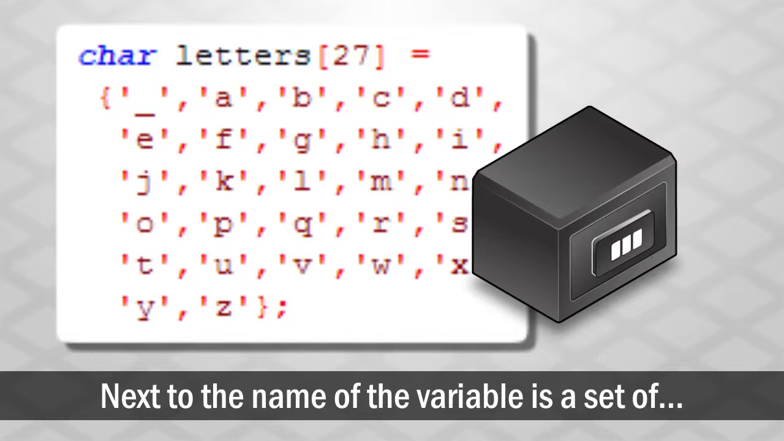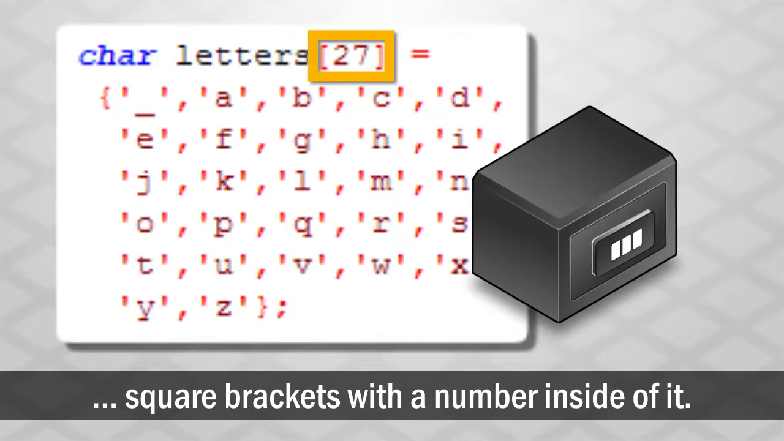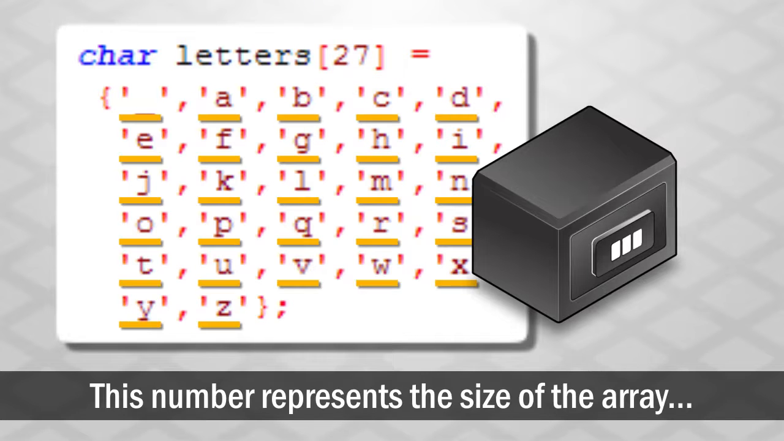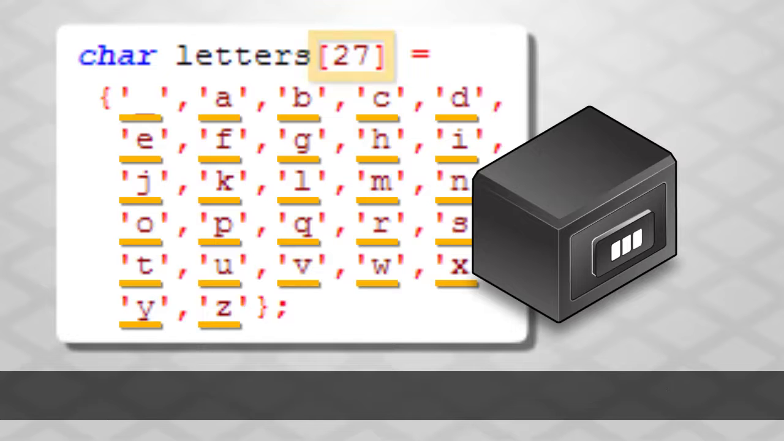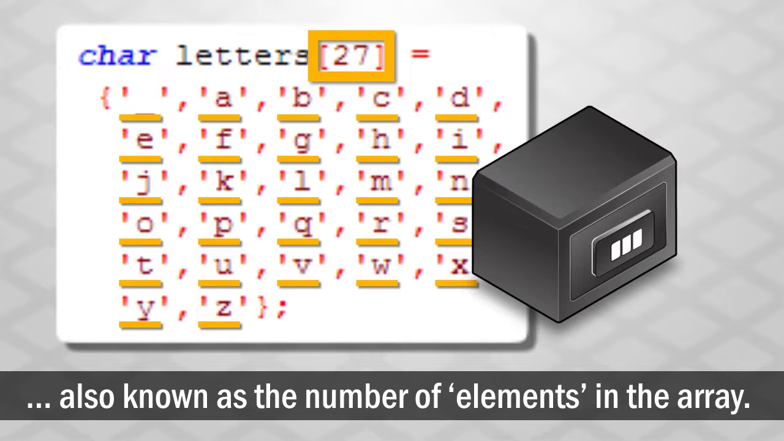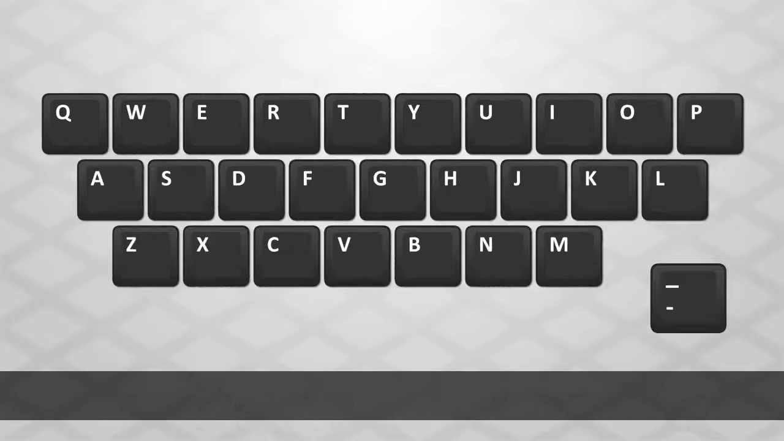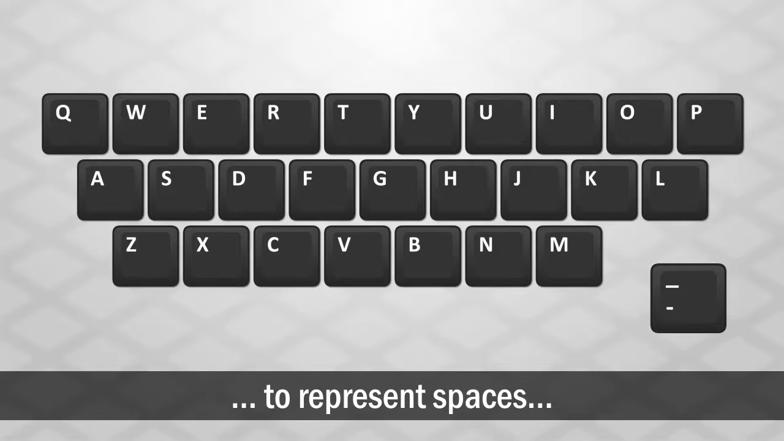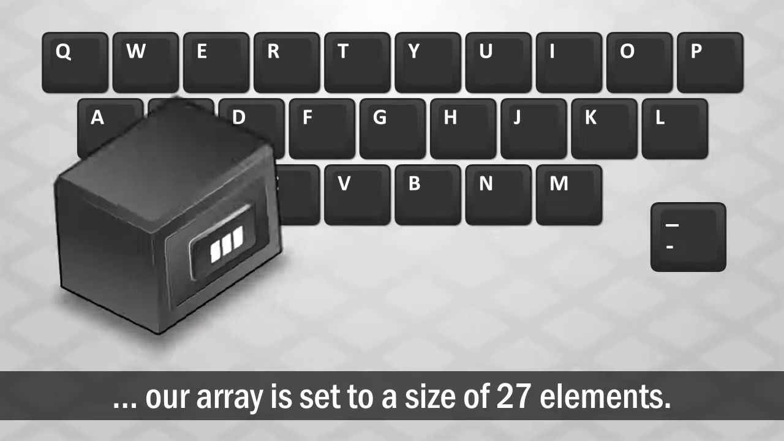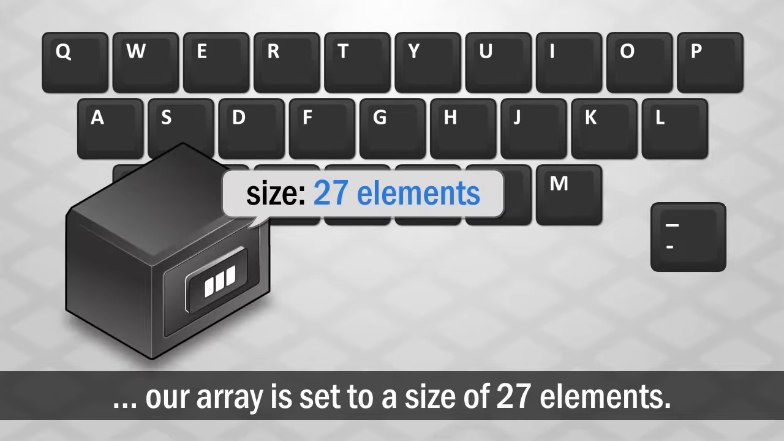Next to the name of the variable is a set of square brackets with a number inside of it. This number represents the size of the array, also known as the number of elements in the array. Since there are 26 letters in the alphabet, in addition to an underscore character to represent spaces, our array is set to a size of 27 elements.